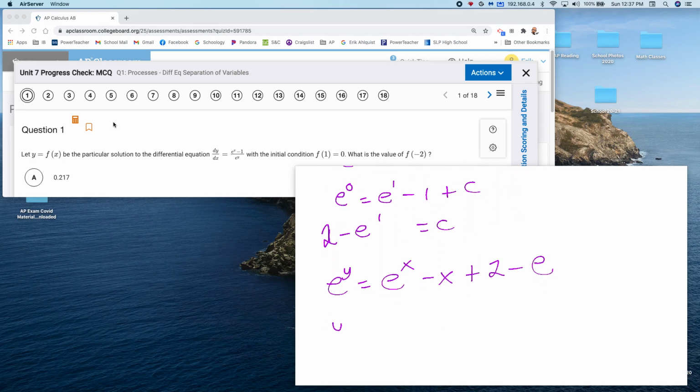So if you take the natural log of both sides, oh, I forgot an x in there, didn't I? So minus x plus 2 minus e, and then just put in -2 and use your calculator. So that's the way I would do that one. Put in -2, use your calculator to get it, and you should get the answer for that one.